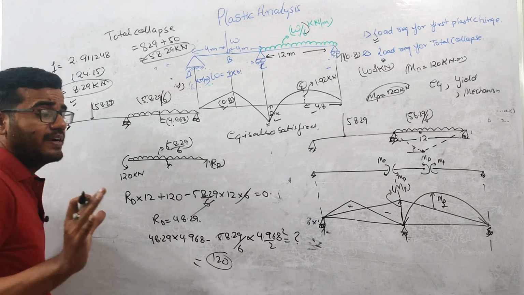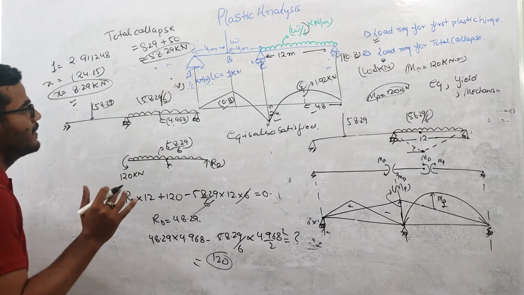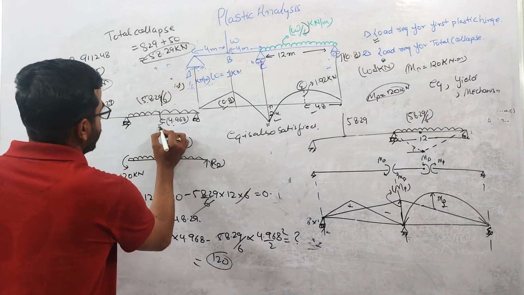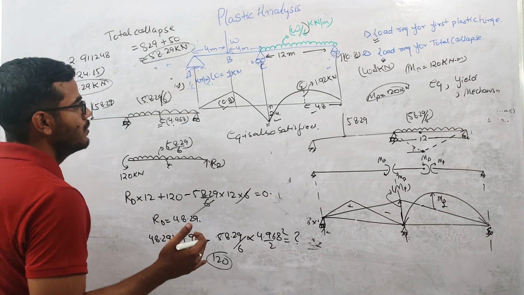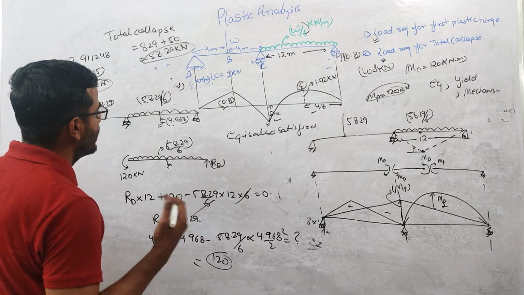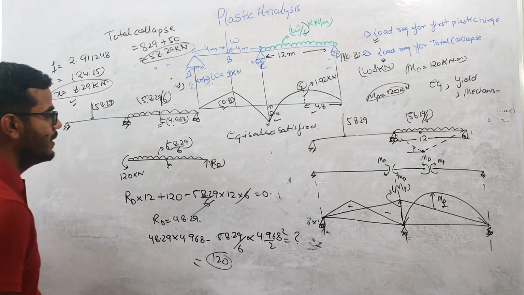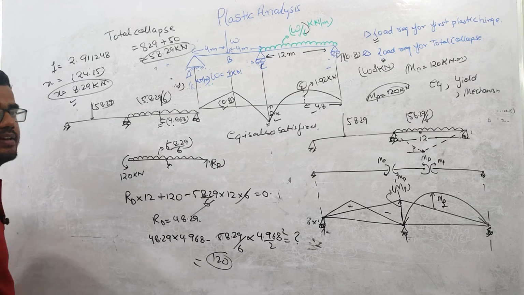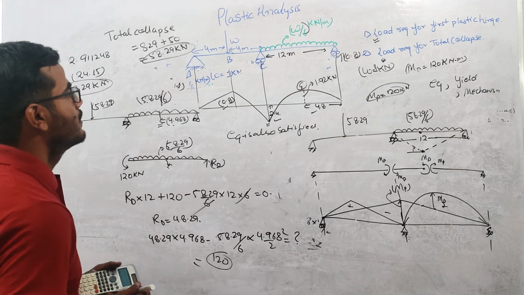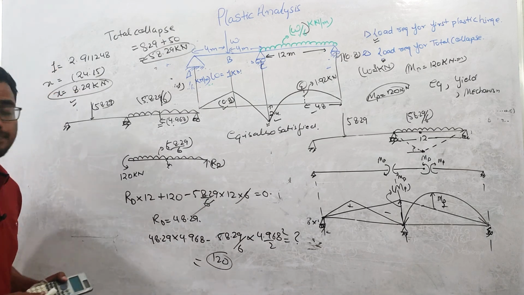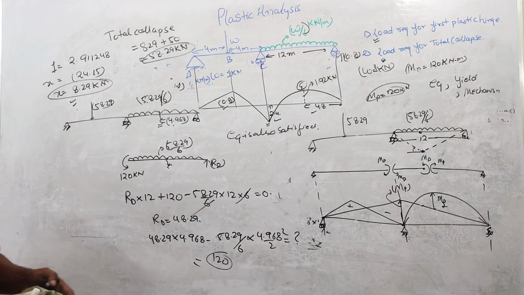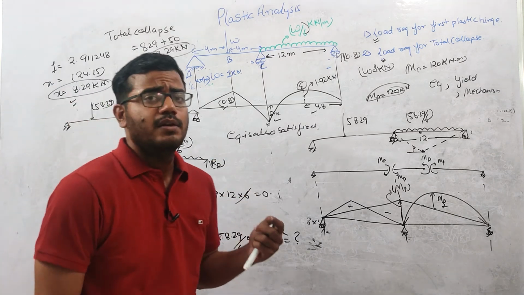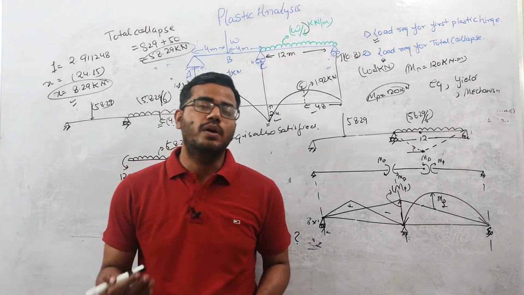So how did you satisfy that equilibrium condition? You calculated the moment at this point, and it came equal to the plastic hinge moment, which is 120. So this structure is basically under equilibrium. So guys, I think I have covered this problem in detail. Still, if you have any doubt regarding this, you can write in the comment section.